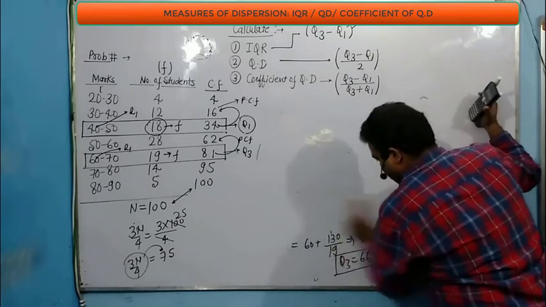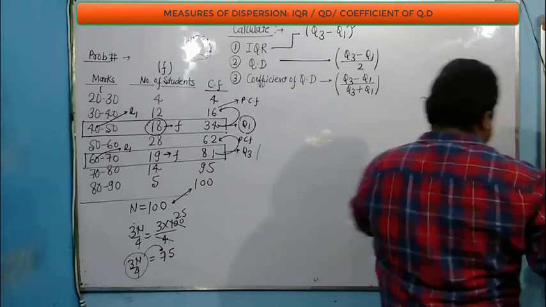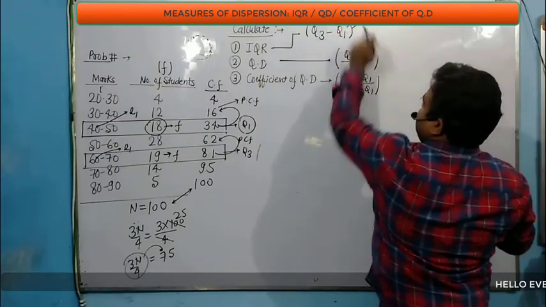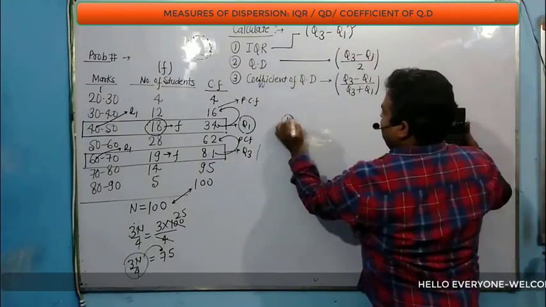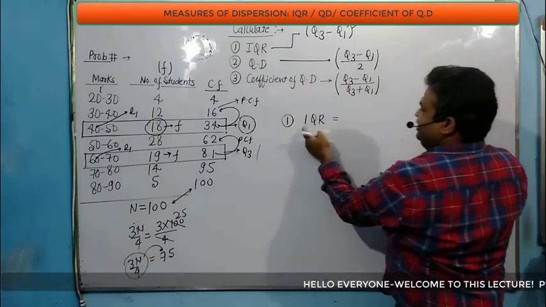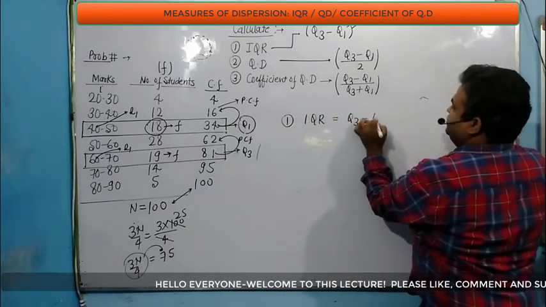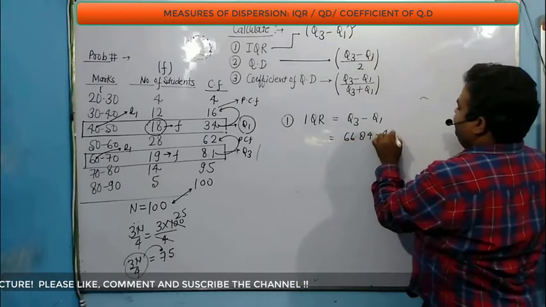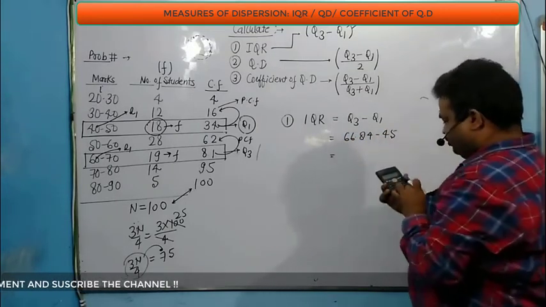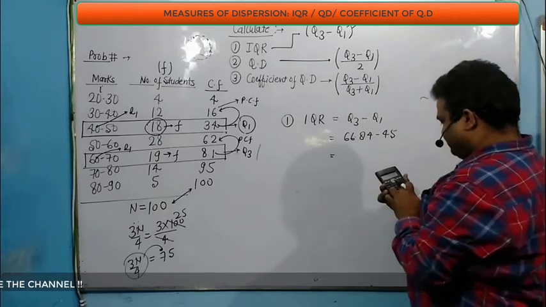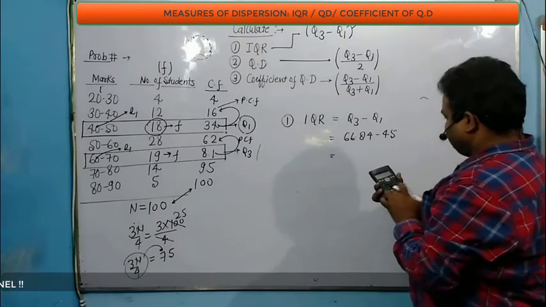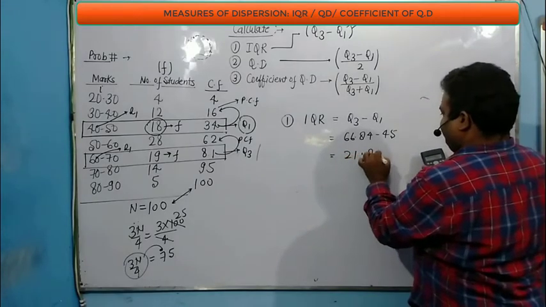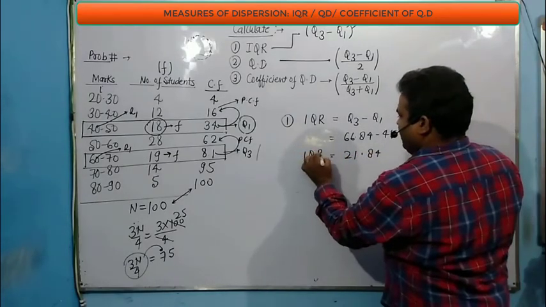Now what is my value of Q1? Q1 value is 45. Q3 value is 66.84. So what is IQR? My IQR, interquartile range, is Q3 minus Q1. Q3 value is 66.84 minus 45, Q1 value. So you will get 21.84. This is your interquartile range value.